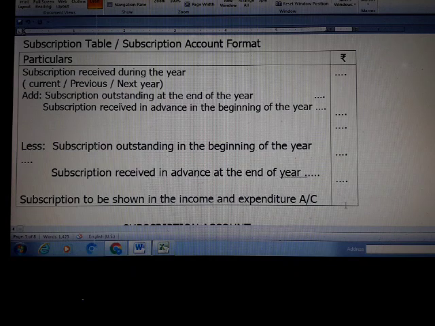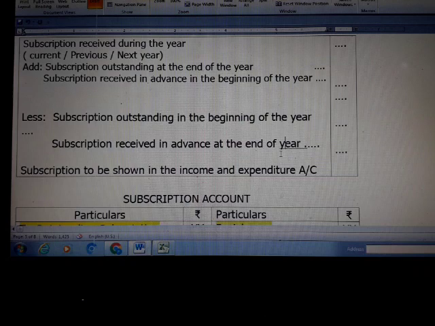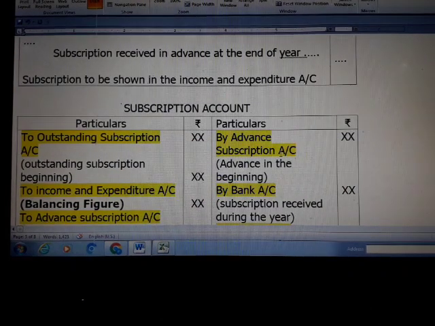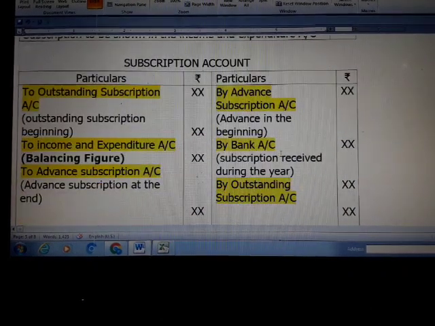Once you subtract all these values, you will get a net amount. That is the amount we need to take to the income and expenditure account, denoting that respective year's subscription. This is one way of deriving the amount of subscription to be shown in our income and expenditure account. We have another method, the ledger method, where we can prepare the same subscription account and derive the value. Now look at this subscription account in ledger format.